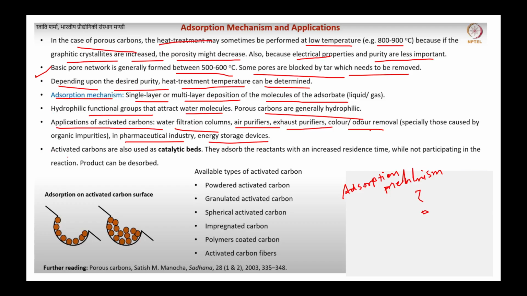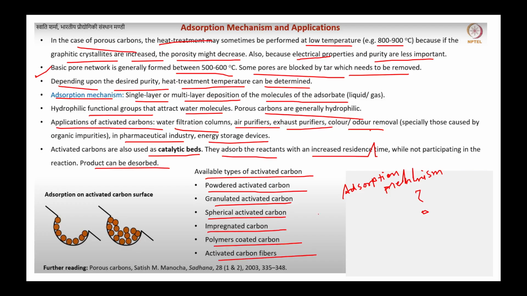And these activated carbons are also used as catalytic beds. They adsorb the reactants with an increased residence time, without participating in the reaction, and the product can be dissolved. So what are the available types of activated carbons? Powder activated carbon, granulated activated carbon, spherical activated carbon, impregnated carbon, polymer-coated carbon, activated fiber. So yeah, these are the types.